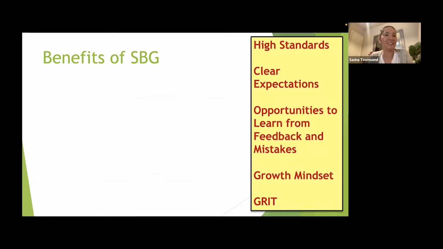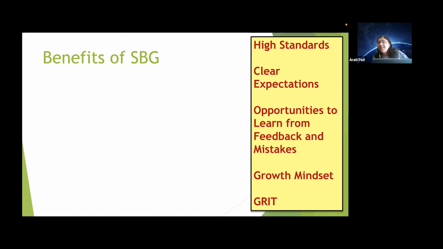And letting them retake it just gives everybody the opportunity who wants to and has the time to invest the time to study more and watch their grade go up as a result. So it means that in this process, everybody can get an A.